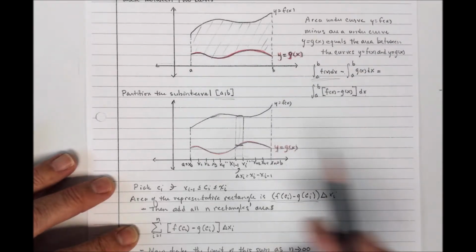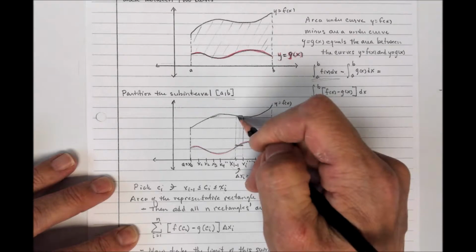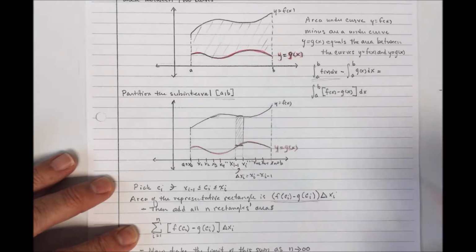I just put it in the first quadrant for convenience sake, by the way. And then that's times delta x sub i, which is this width. So it's base times height, or length times width, however you'd like to think of that. And that is the area of this rectangle.